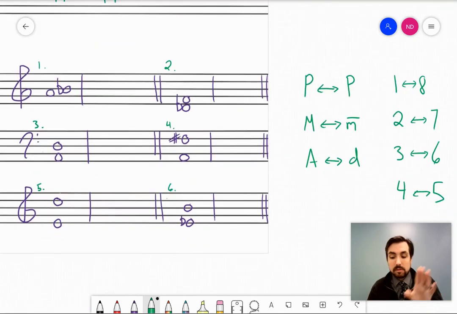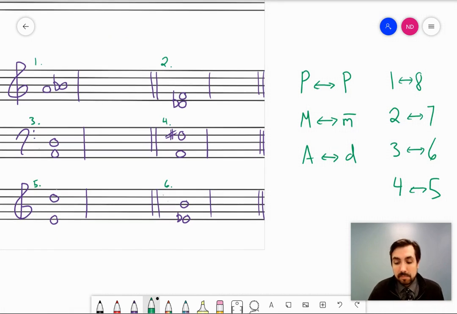I rewrote the chart here on the right side so you can see that perfect goes to perfect, major and minor, augmented and diminished, and then all the numerical measurements. So really, you can do this with anything. A minor second goes to a major seventh. An augmented octave would invert to a diminished unison. Just work both sides of the chart, quality and numerical measurement, and you can figure anything out.